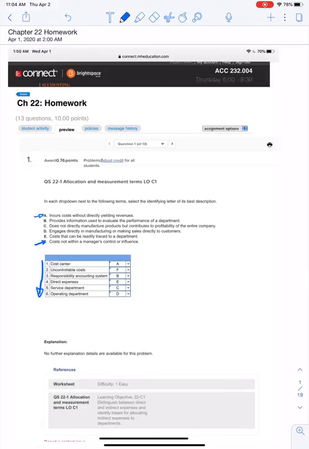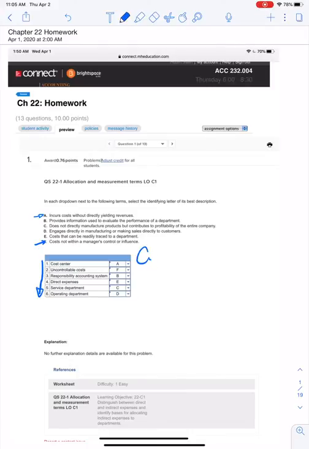Because if I evaluate a manager based on stuff they cannot even control, then I may get rid of a fantastic manager in a situation where nobody could have done any better. And so what I want to make sure is that I'm only recording costs when I'm evaluating my managers that they actually have some influence over. So the opposite then of an uncontrollable cost is what we call a controllable cost.